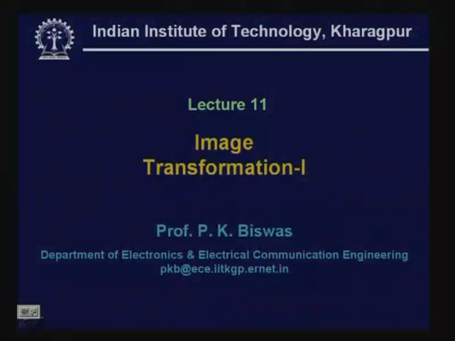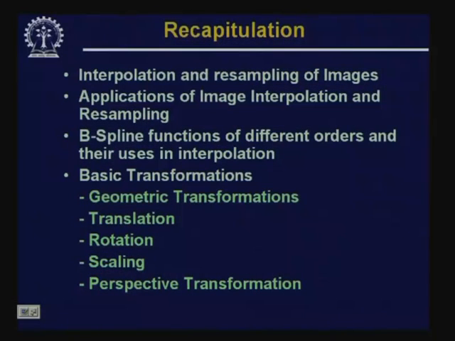Image processing. In the last class, we have seen the interpolation and resampling operation of images, and we have seen different applications of the interpolation and resampling operations. While we talked about interpolation and resampling, we have seen that it is the B-spline interpolation functions of different orders which are mainly used for image interpolation purpose.